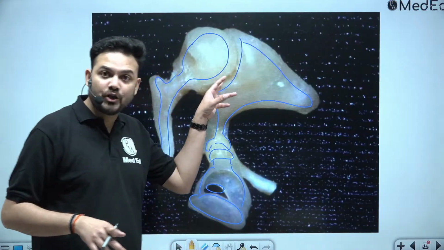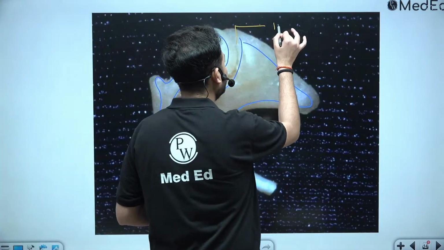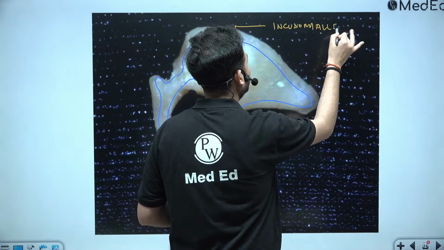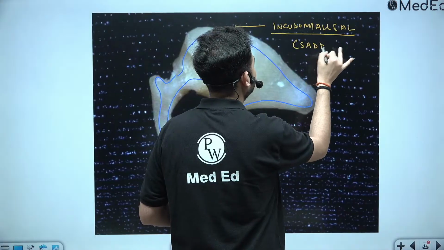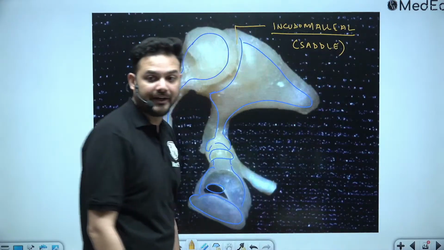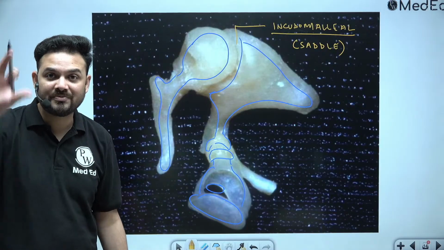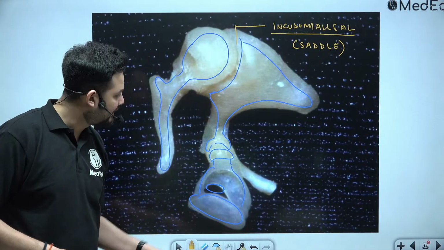So what is this joint between the incus and malleus? This is called the incudo-malleal joint, and this is a saddle variety of joint. Right, Parth? Absolutely right, that's a saddle joint. Bonus point. So that's a difficult question. That's a saddle joint. Now which one is this?